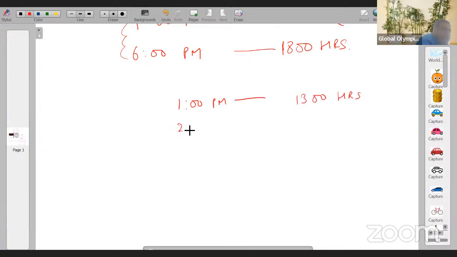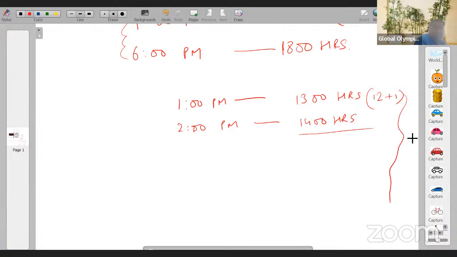2 PM is 12 plus 2. This is 12 plus 1, right? 12 plus 2 will become 1400 hours. And this is a 24-hour time system, and this is a 12-hour time system. But in the 12-hour time system, we differentiate by AM or PM. AM is everything from midnight till afternoon, and after afternoon, it becomes PM.